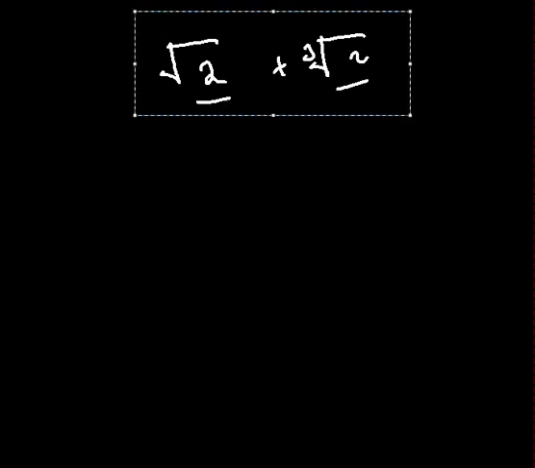For instance, we can have the square root of 2 plus the cube root of 2. Now these are unlike terms, we cannot add or subtract them, so keep that in mind. We can only add or subtract the surds that are alike in terms of the components inside and also the index of the root.